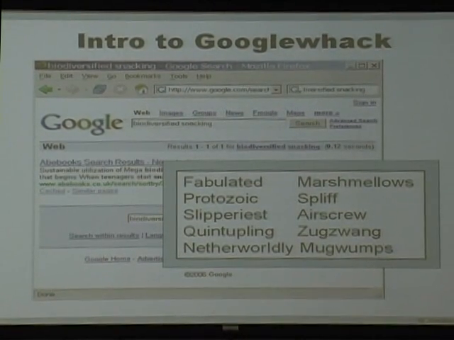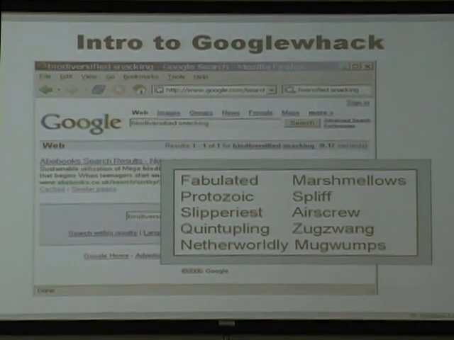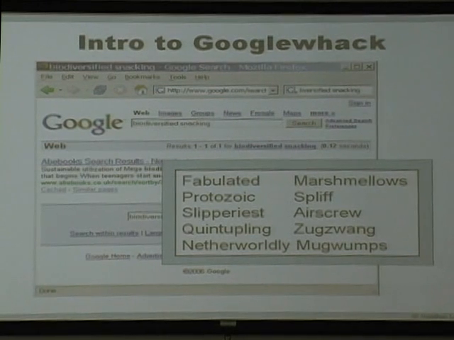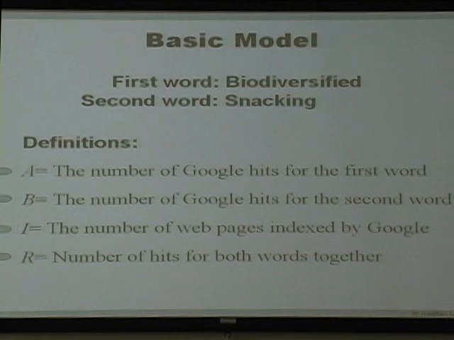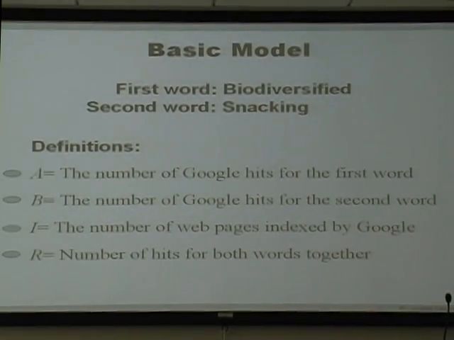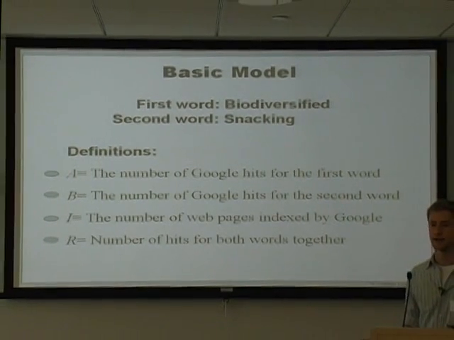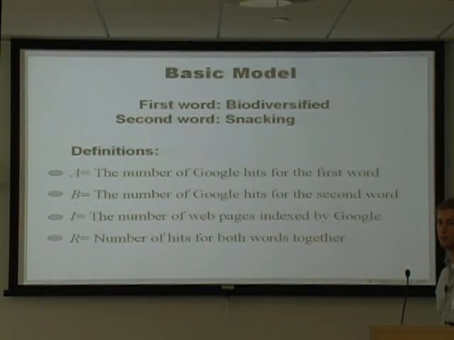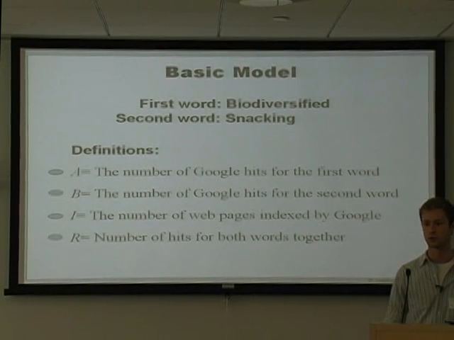But you'd imagine that two really common words would not be a Googlewhack because you'd have more than one hit. On the other side, two really, really rare words would have no hits at all, and so it wouldn't be a Googlewhack. So really, the numbers that are important are the number of Google hits for the first word and the number of Google hits for the second word, and I define them here with A and B. Also, I is another important number, which is the total number of pages in the Google index. This number used to be on the home page. R, I'm just defining to be the variable for the number of results for both words together, which for a Googlewhack is equal to 1.